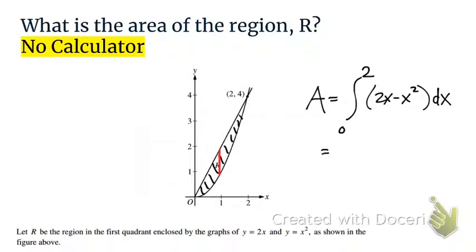The integral of 2x is 2x squared over 2, which simplifies to x squared. The integral of x squared is x cubed over 3. And I'm evaluating that from 0 to 2. If I plug in 2, I get 2 squared, which is 4, minus 2 cubed over 3. 2 cubed is 8, so that's 8/3. And then if I plug in 0, I just get 0 minus 0.